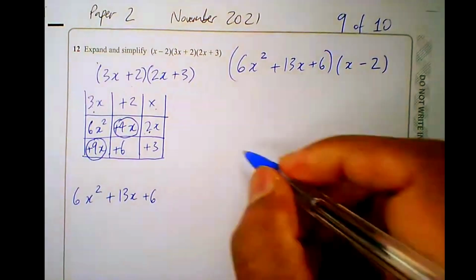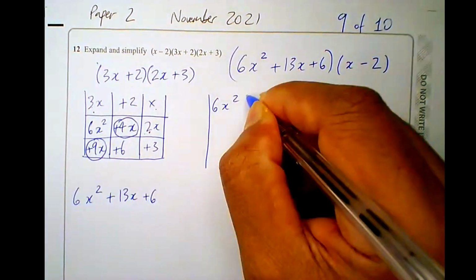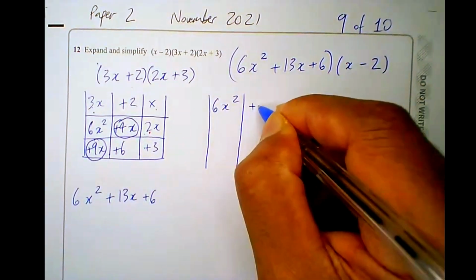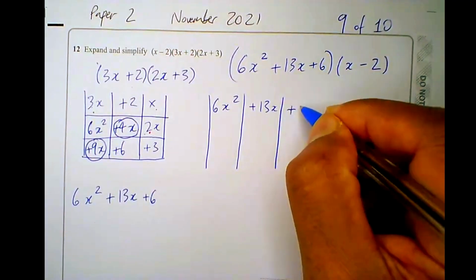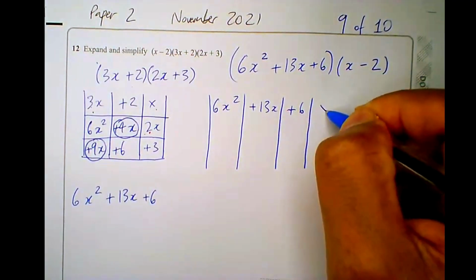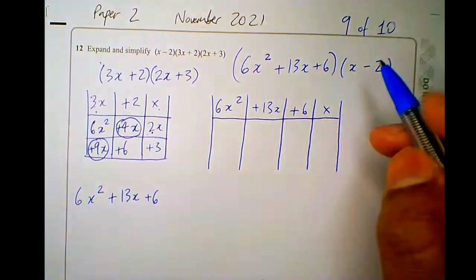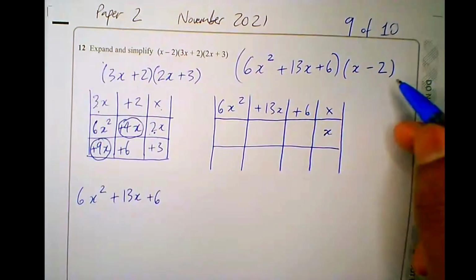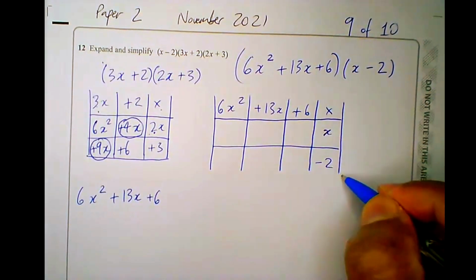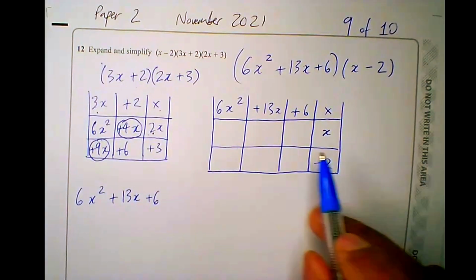And so I've got 6x squared. Turn this into a grid. 6x squared plus 13x plus 6 times by x take away 2. And now I just fill in the grid.